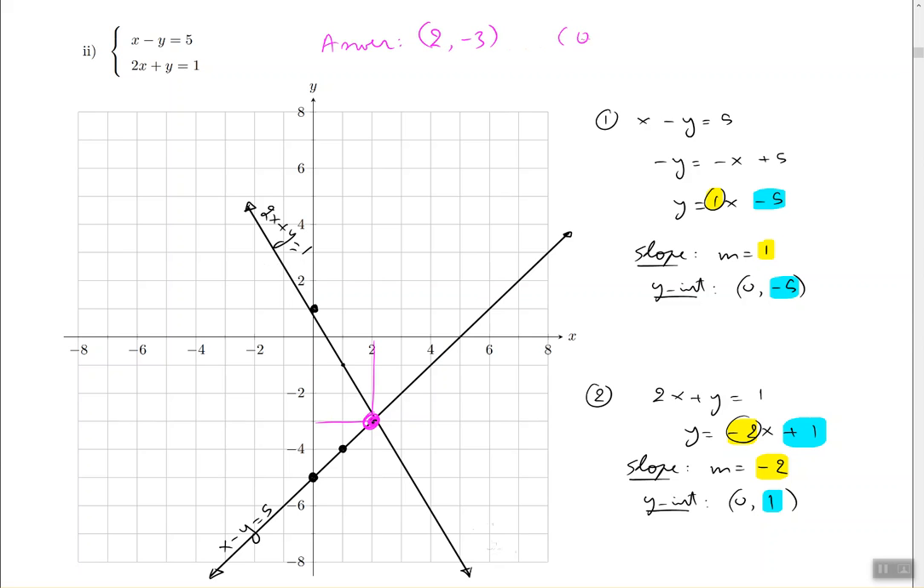And again, I'm going to say the word consistent and independent. And that's because there's only one intersection point on the graph. Independent. Okay. So again, with the calculator, here's what it looks like.